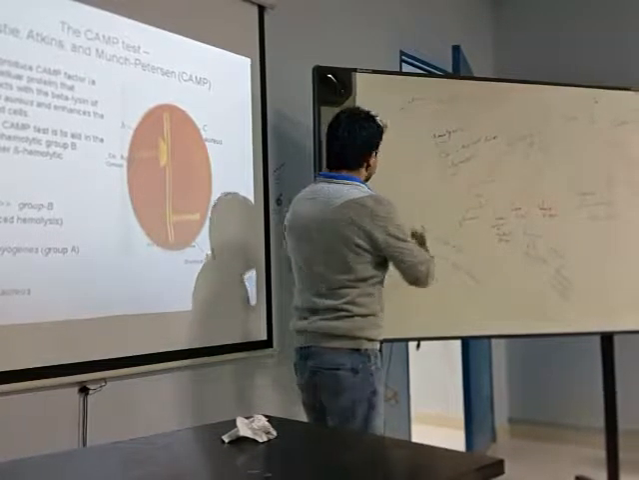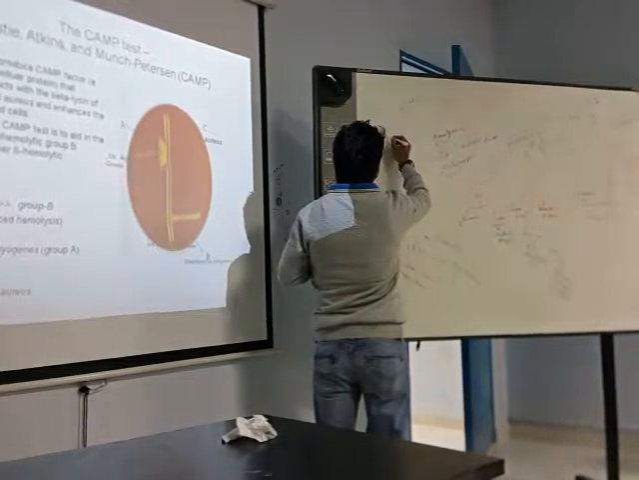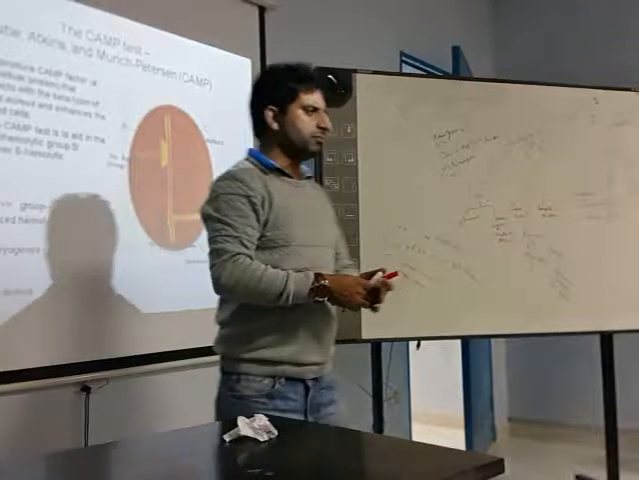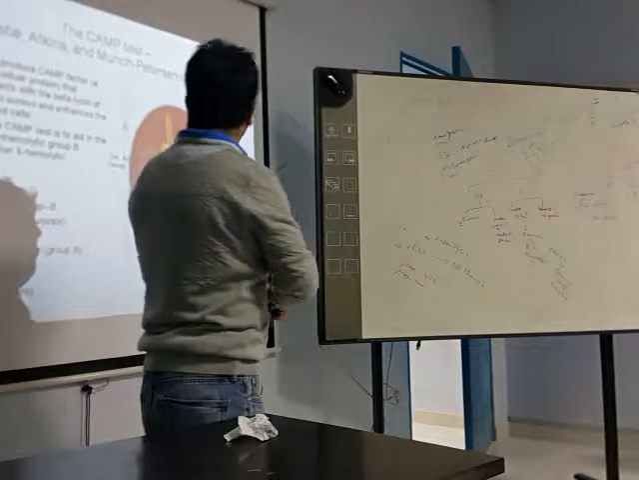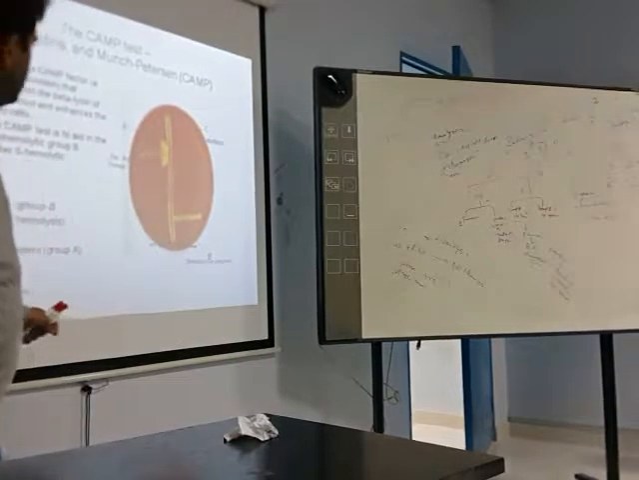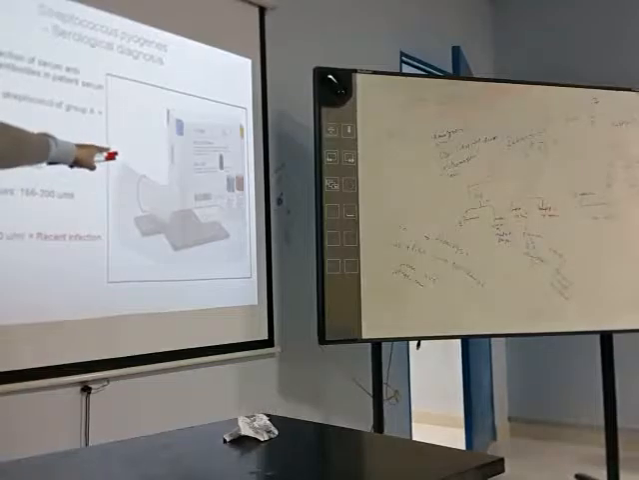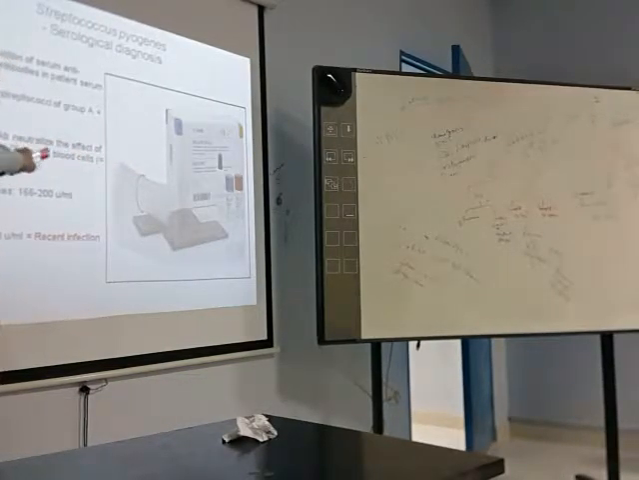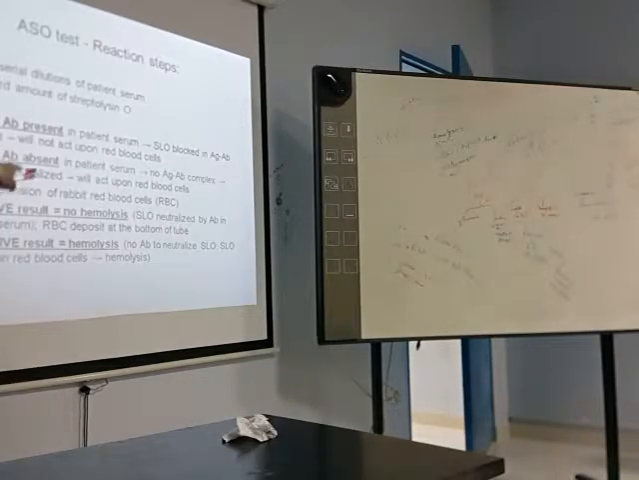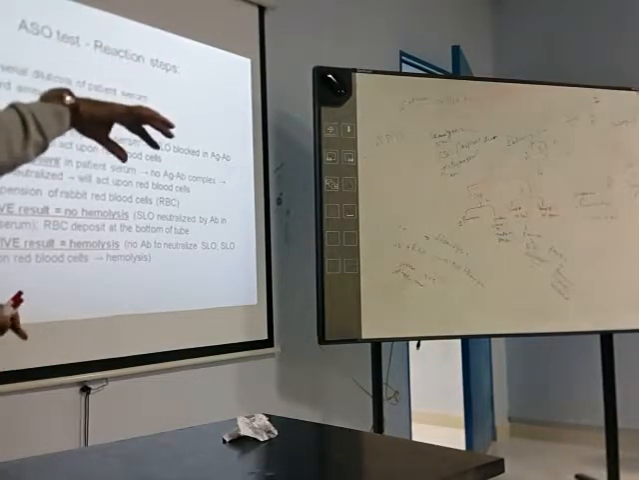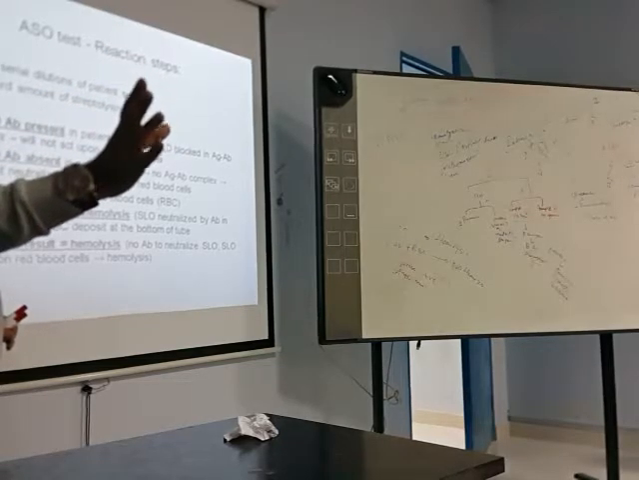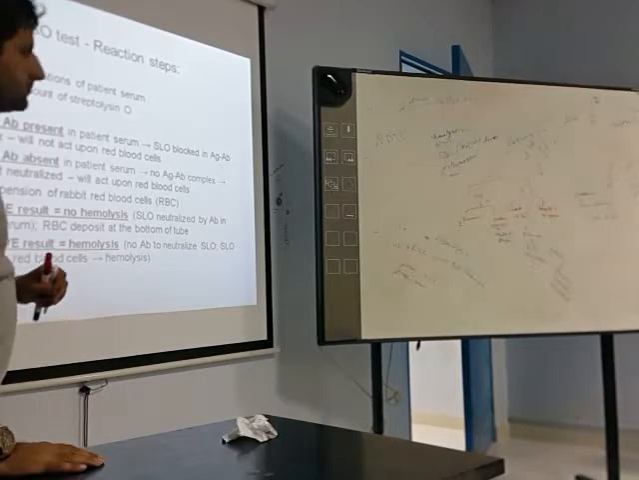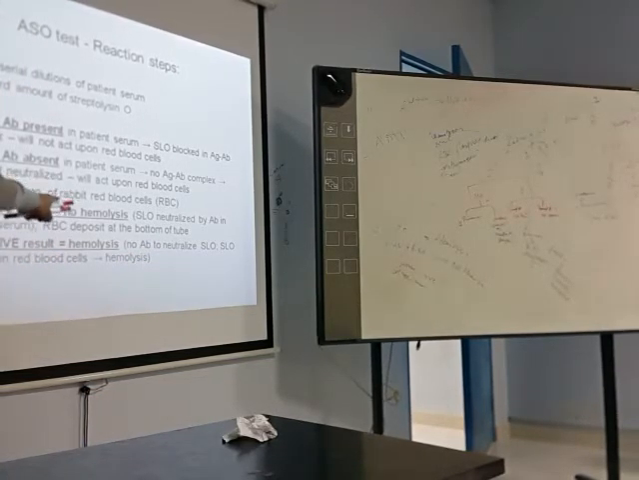Now come to one more test which is called CAMP. That's an example, just one test. Take the picture, because this test, for example the ASLO test, will come to the exam. What will you say? You have to write the principle and about the test. You will write: if antibody is present, it will not cause hemolysis. If antibodies are absent, it will cause hemolysis. Fine. Positive test is no hemolysis.